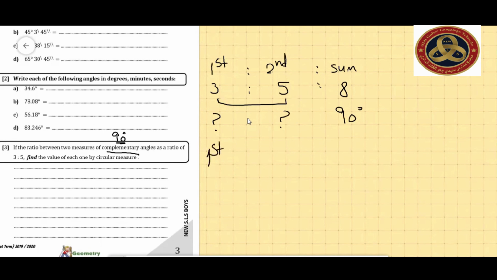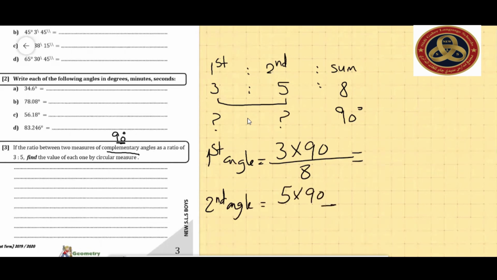Who can tell me? The first angle, excellent, it will be 3 times 90 over 8. And the second angle will be 5 times 90 over 8. Okay. Who can calculate it on the calculator? The first, 3 times 90 over 8. After you get the result, he asked me to find the measure in circular measure, in degrees and minutes and seconds. So what I will do, tell me the measure.